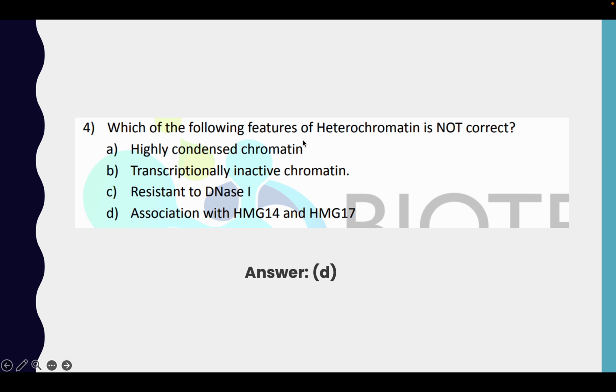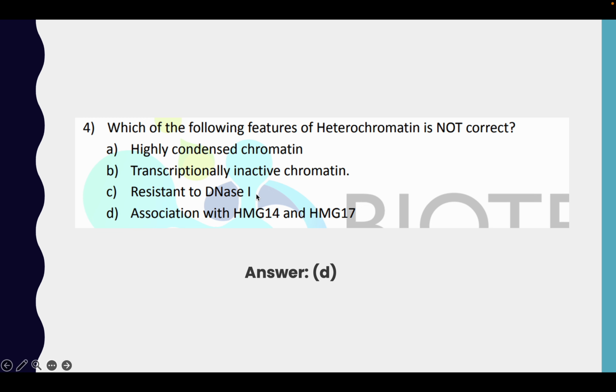Heterochromatin. Features of heterochromatin which is not correct. So first of all we will find which is correct. Okay. Heterochromatin is highly condensed chromatin, it is correct. Transcriptionally inactive, it is incorrect.